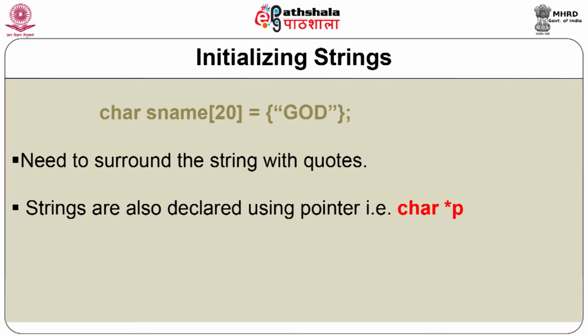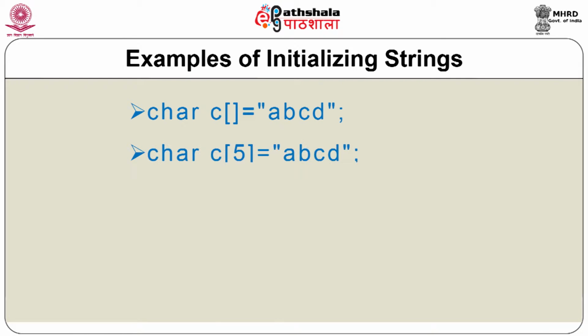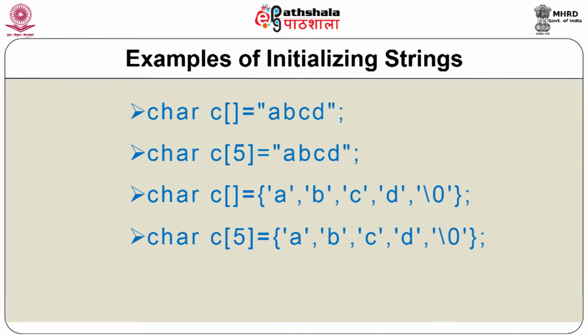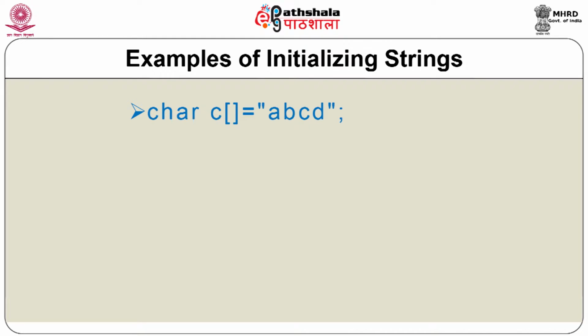Strings are also declared using a pointer. You can see the syntax for a string using a pointer, that is char star p, where star p is a pointer. These are the different examples of initialization of strings. You can see there are a total of 5 examples given on the screen. Character C, the size of that string is not given, and you can see it is written as A, B, C, D in double quotes.